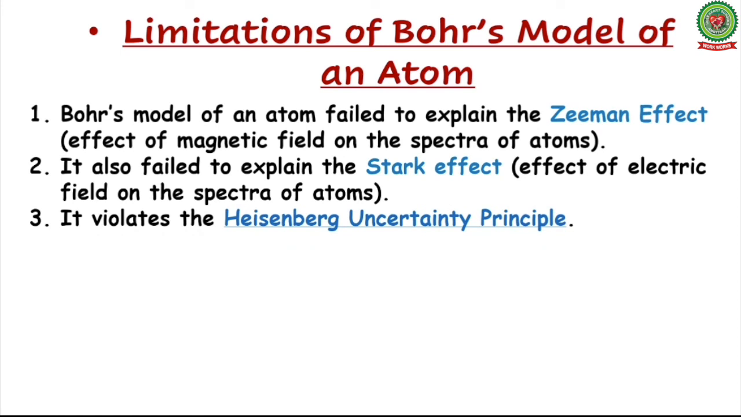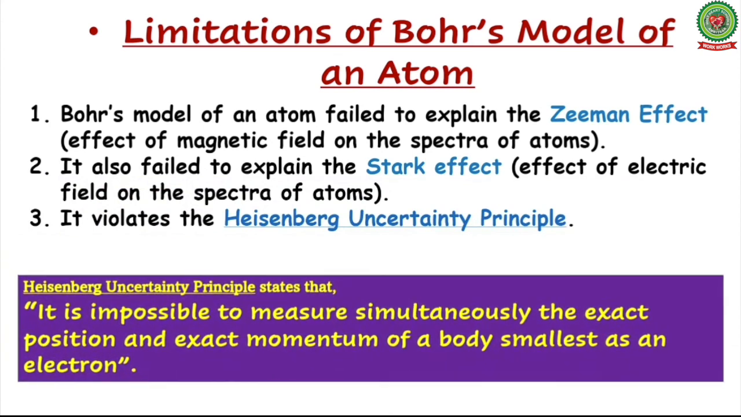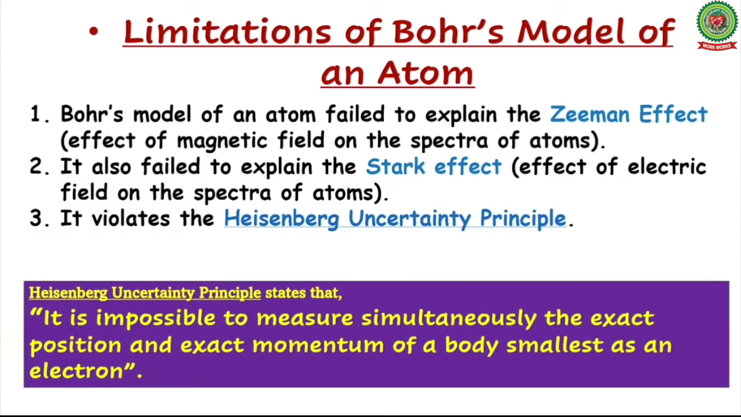The third limitation is that it violates the Heisenberg uncertainty principle. So what is the Heisenberg uncertainty principle? According to the Heisenberg uncertainty principle, it is impossible to measure simultaneously the exact position and exact momentum of a body as small as an electron. We know that an electron is a very small particle, so if it is radiated with a high amount of energy, it can be knocked out from its position. Therefore, we cannot simultaneously measure its position as well as its momentum. Bohr's model actually violates this.